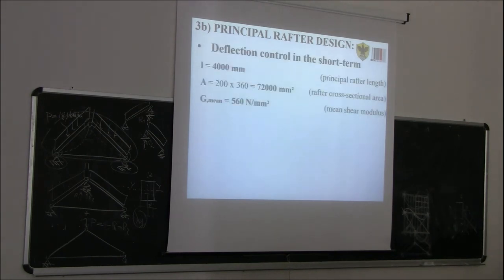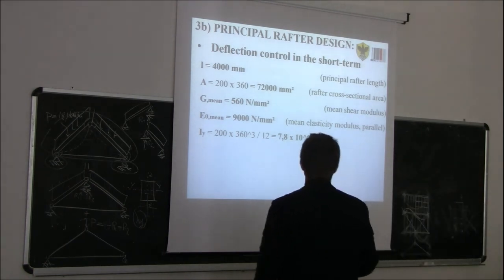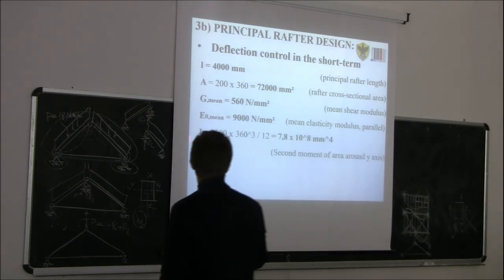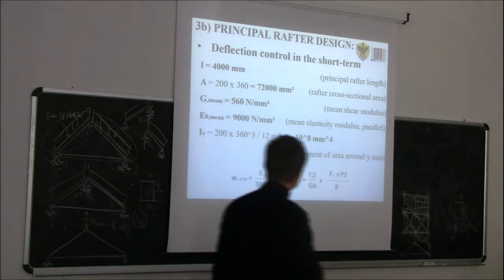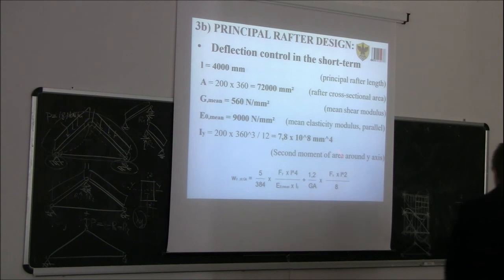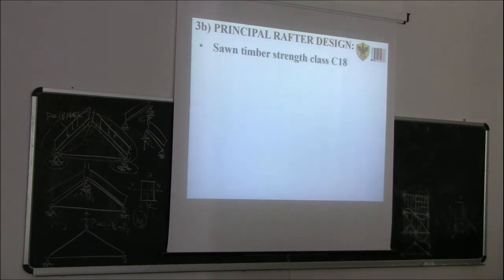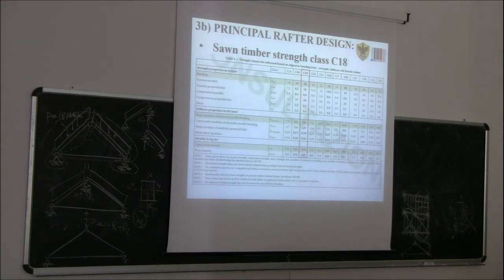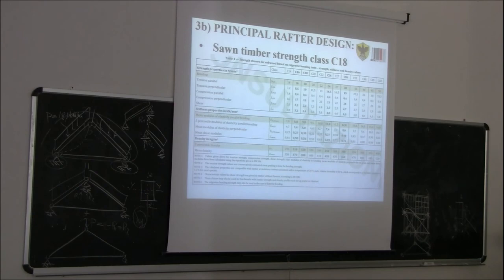In the short term, we have to use, as usual, the mean value of the shear modulus and the mean value of the Young modulus of elasticity parallel to the grain. We need to calculate the second moment of area around Y, and then we can use this formula here, exactly like we did yesterday for the instantaneous deflection. We take the properties from this table, as usual.